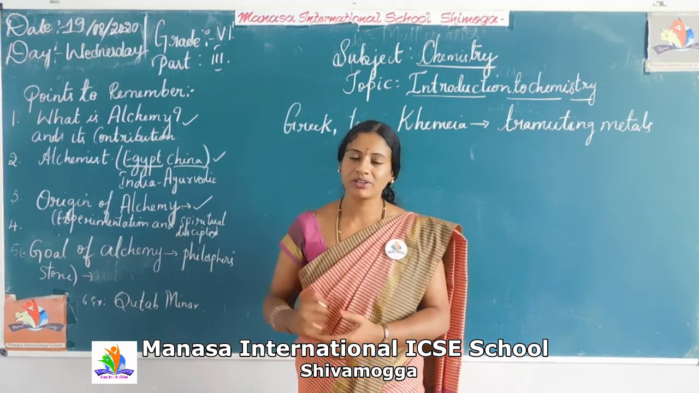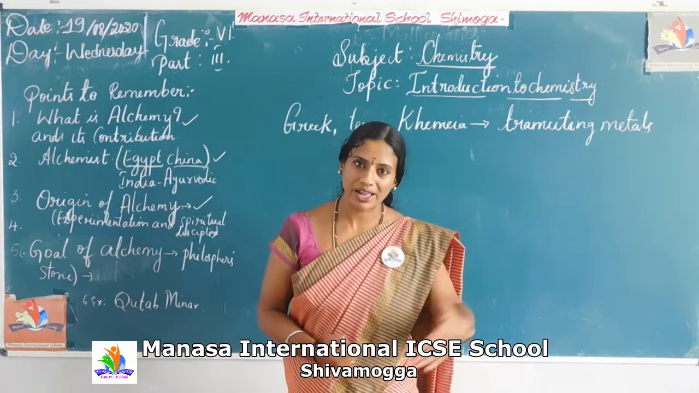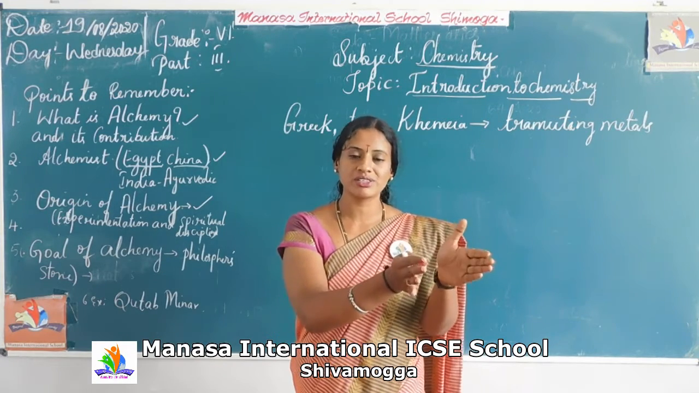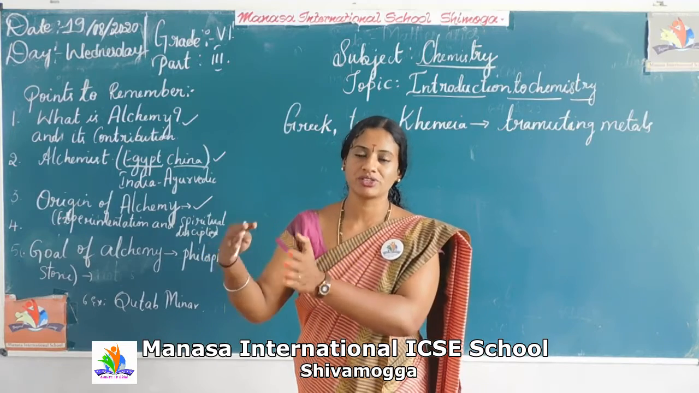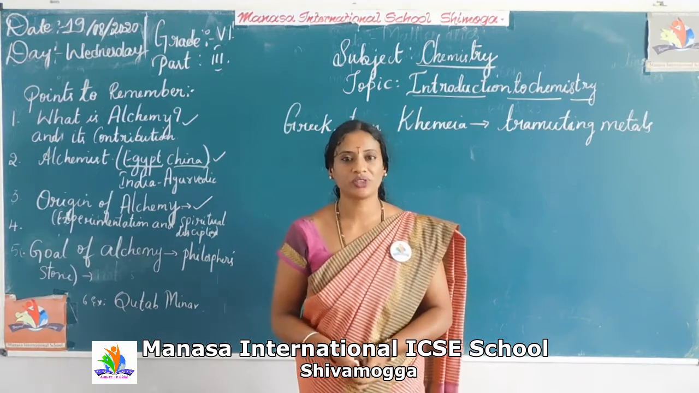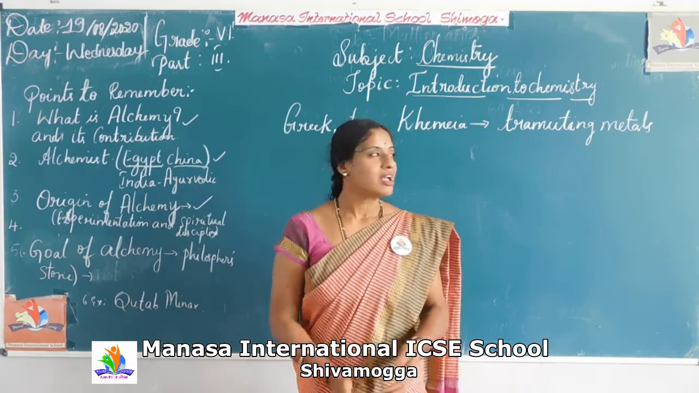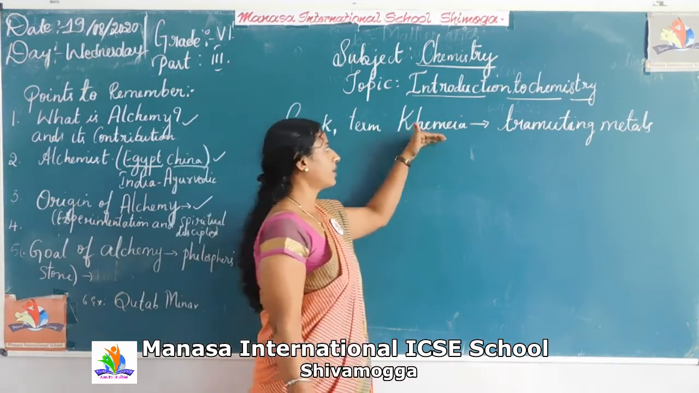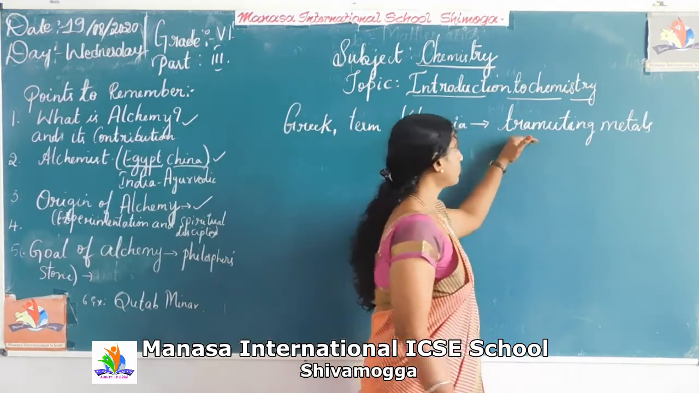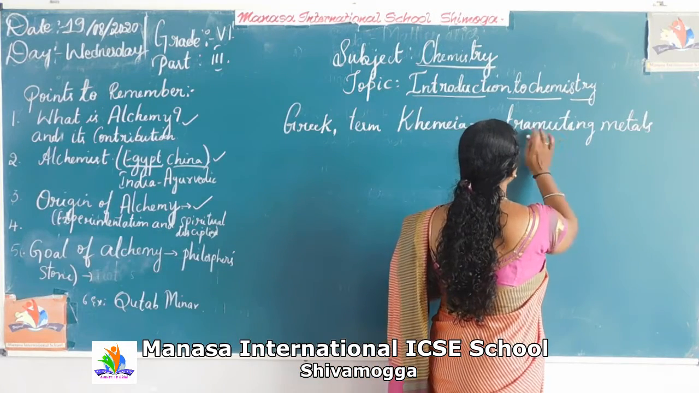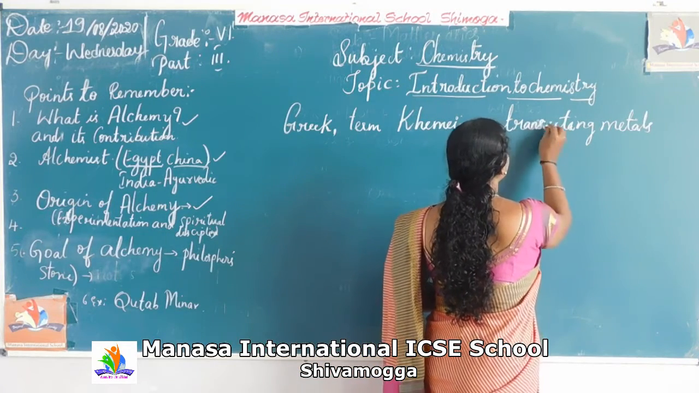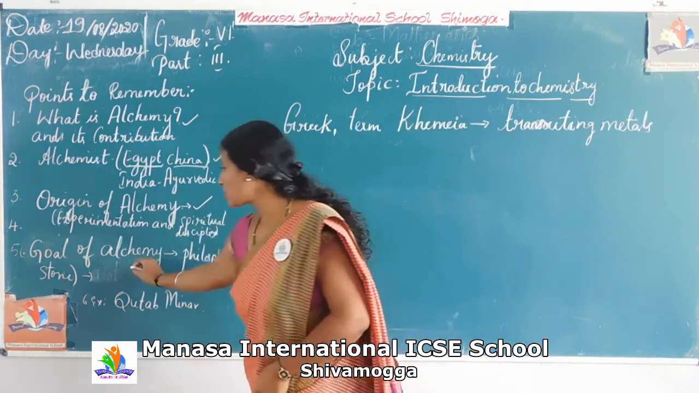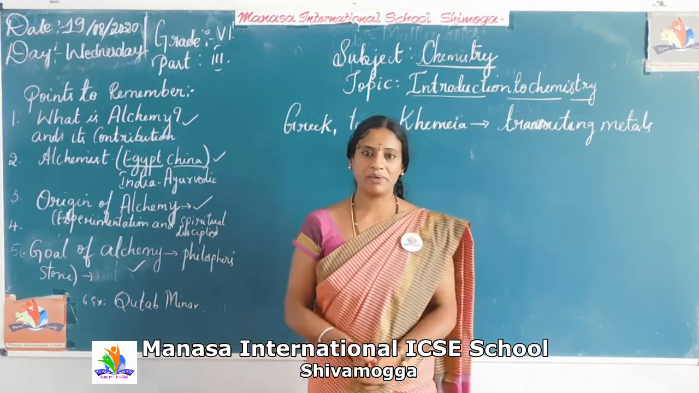So what did these people want to achieve through alchemy? They wanted to give both experimentation, the results, and also the spiritual discipline. Only through this are the results obtained. And alchemy is derived from the Greek term chemia, meaning transmuting metals.